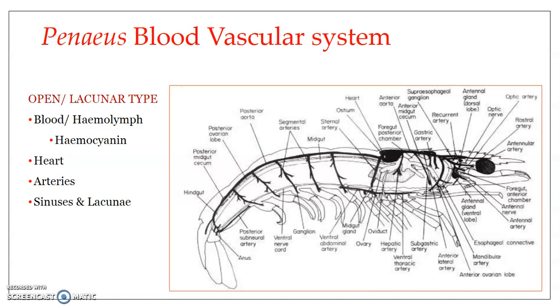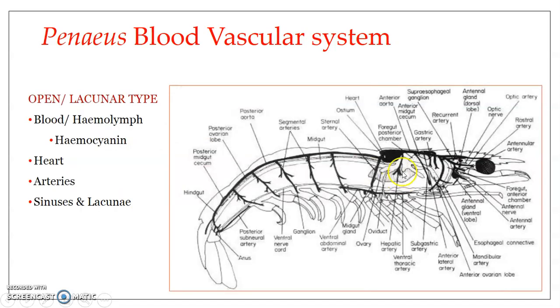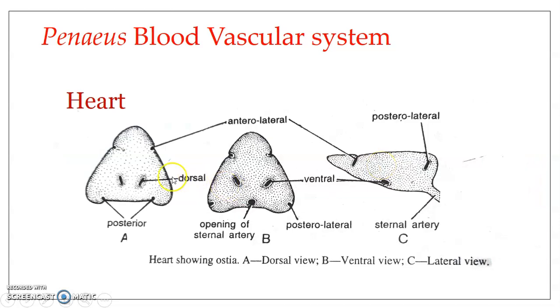Now, coming to the heart, the heart is a triangular organ. You can see here in this figure, it lies in the posterior region of the cephalothoracic part of the body, and it is very close to the dorsal carapace. It is very close to the carapace, the dorsal shield, in the posterior region. You can see the heart over here.